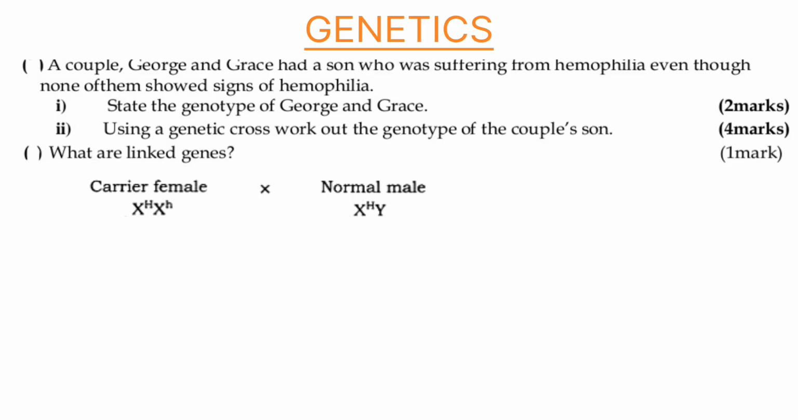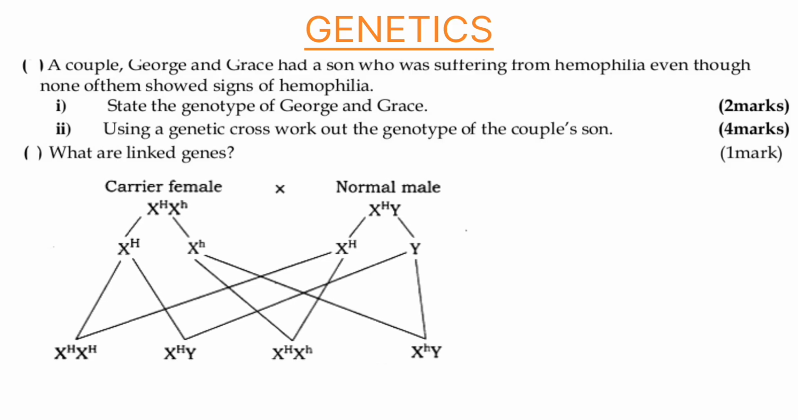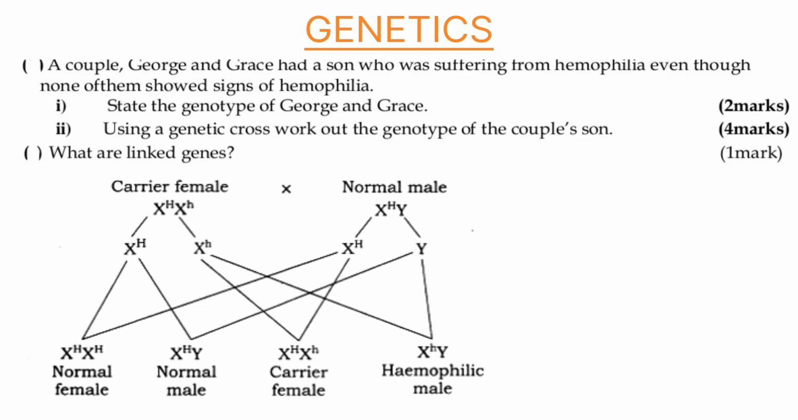Roman 2. Using a genetic cross, work out the genotype of the couple's son. So there we have it. And if we look closely, we can see where the hemophiliac son is. Huyo hapo.